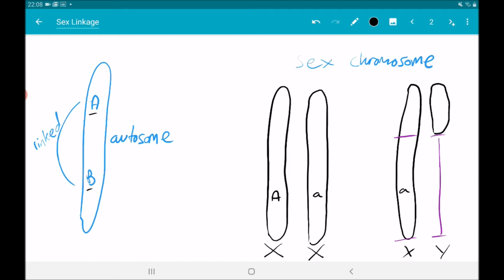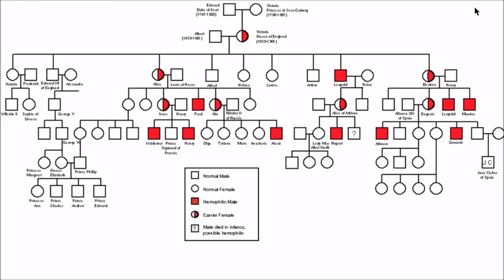Okay, let's look at an example. So I've got a family here, and this is quite a well-known family. This is the royal UK, the sort of British royal family, and going furthest back in time, we've got Edward, Duke of Kent, 1767 to 1820, and Victoria, Princess of Saxe-Coburg, 1786 to 1861. And they have a daughter, Victoria, Queen of England, and so on. Right, and over here there's the current Queen.